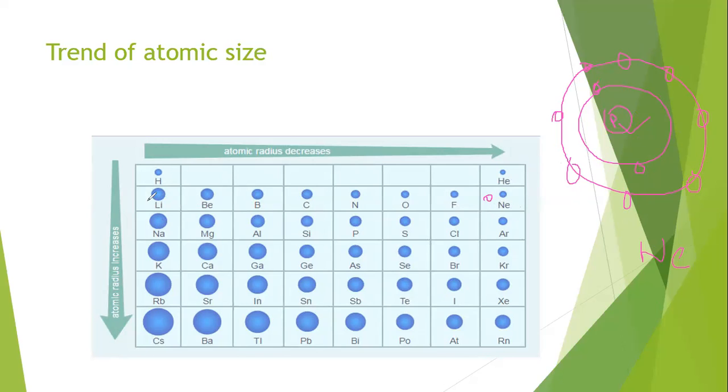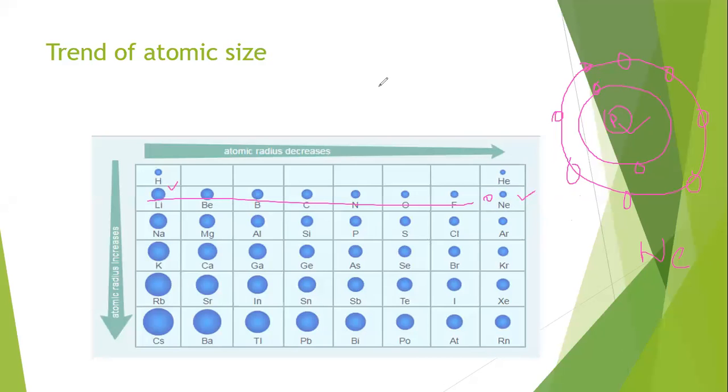So in a period, atomic radius will decrease. Lithium has a higher atomic radius, bigger atomic size, and neon has a smaller atomic radius or atomic size because the number of electrons in the same shell are increasing. Clear?